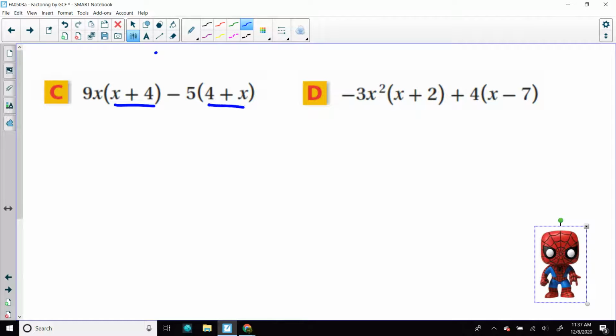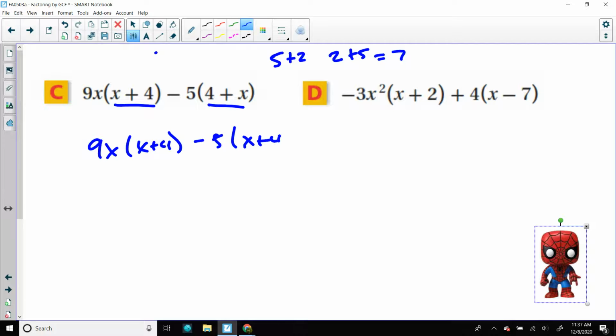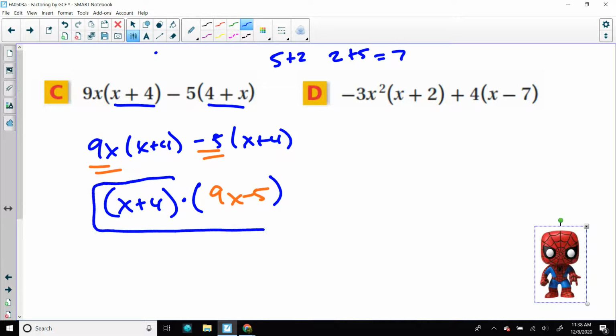I have an x plus 4, and a 4 plus x. They're trying to be sneaky, but the reality is if I have 5 plus 2 and I have 2 plus 5, they're both equal to 7. So there's no big deal here. I can actually switch those around. We'll end up with 9x, x plus 4, and a negative 5, and another x plus 4. So I just grab those x plus 4s, bring them out front, and in the parentheses out back, I have a 9x and a negative 5. So 9x minus 5 stays right there. All right, and that would be your answer. That's exactly what you would type into the quiz.